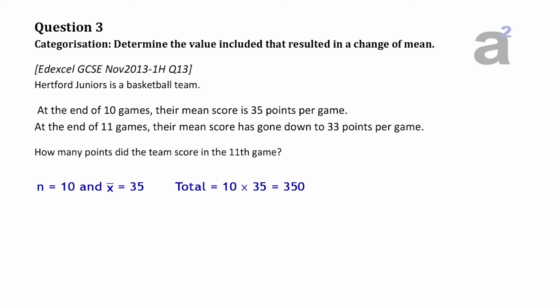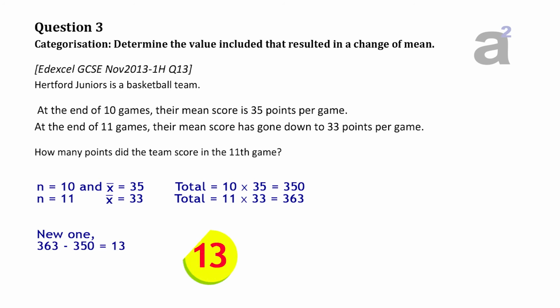If the mean of 10 numbers is 35, the total of 10 numbers will be 10 times 35, which is 350. If the mean of 11 numbers is 33, the total will be 11 times 33, which is 363. So that extra item in 11 will be 363 minus 350, which is 13.